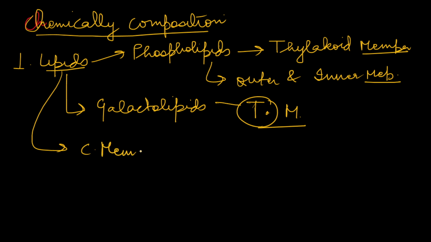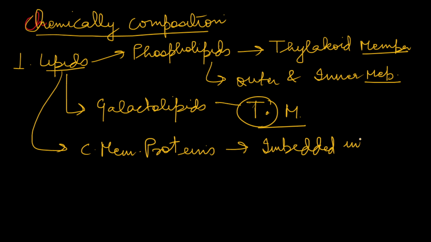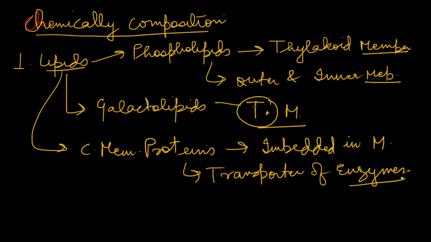Then we have chloroplast membrane proteins. These proteins are embedded in membranes, and these act as transporters of enzymes related to photosynthesis. Because they are embedded in the membrane, they help to bypass the enzyme from one side of the membrane to the other.